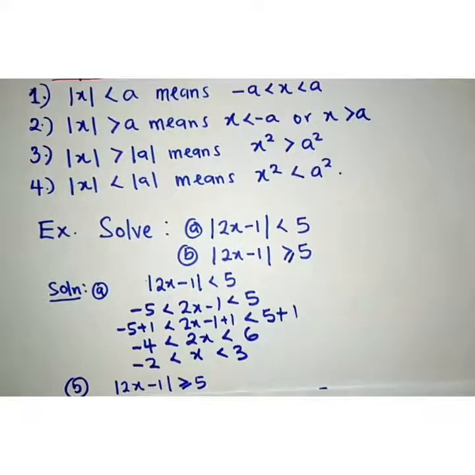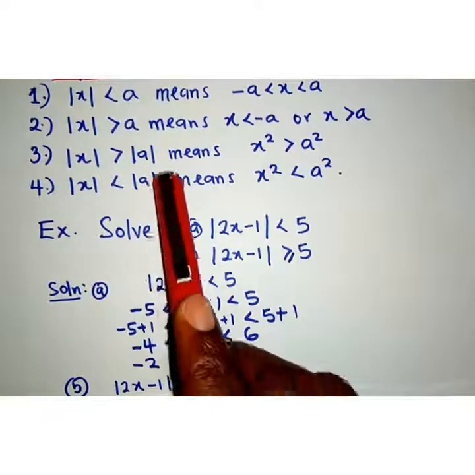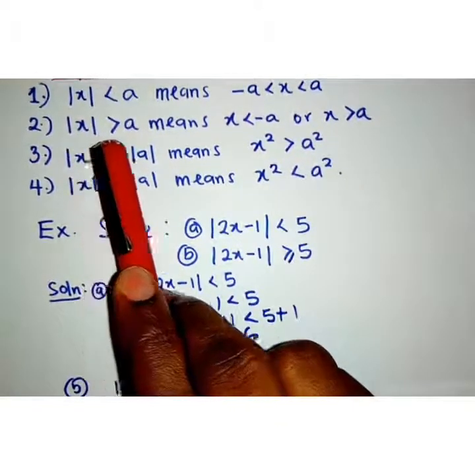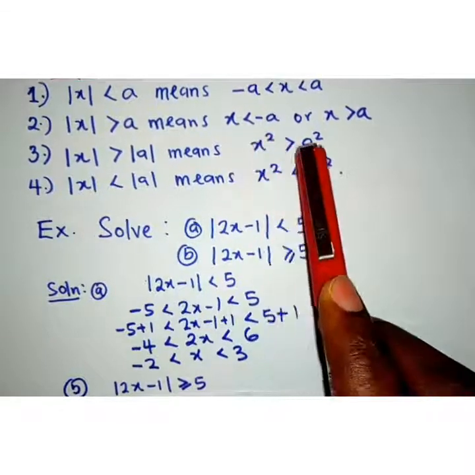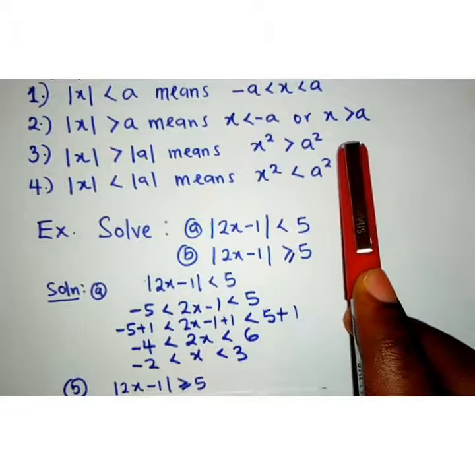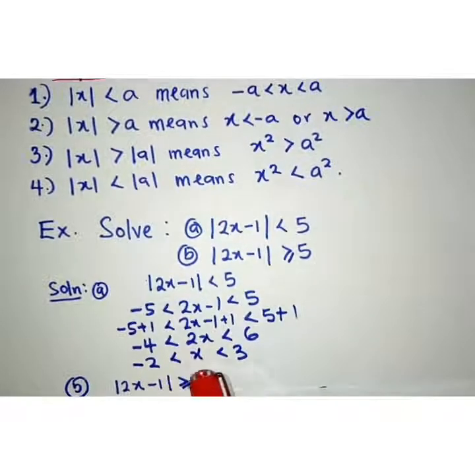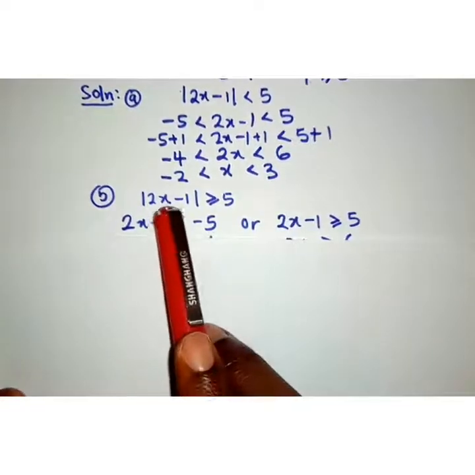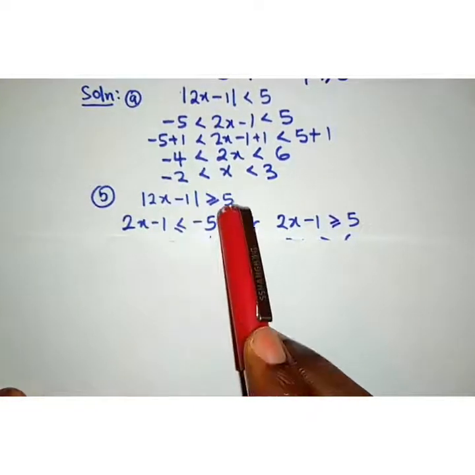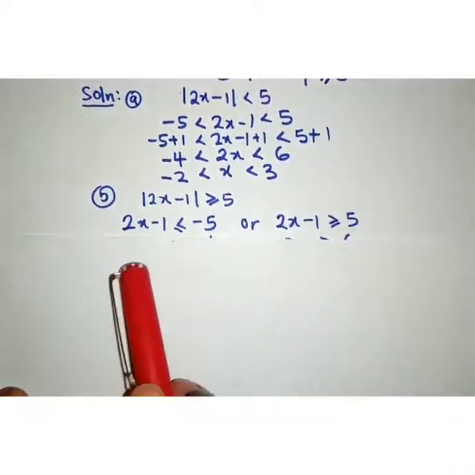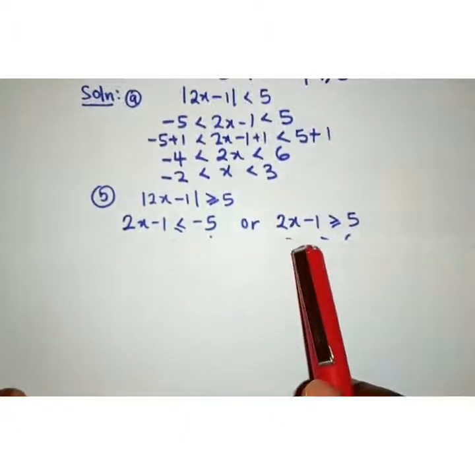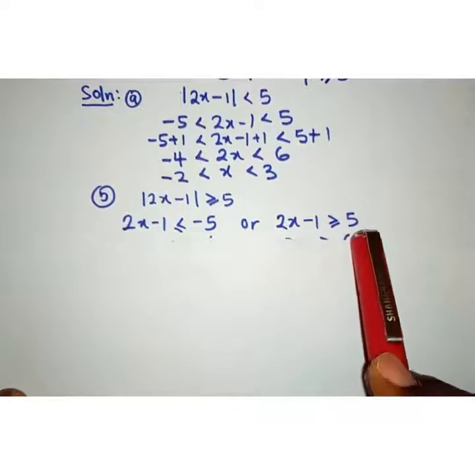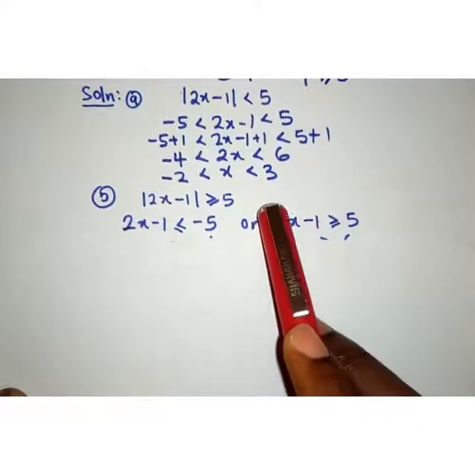Now, for b, we apply property 2 that says the absolute value of x greater than a implies that x is less than minus a or x is greater than a. And so we apply that to solve b. So the absolute value of 2x minus 1 greater than or equal to 5 implies that 2x minus 1 is less than or equal to minus 5, or 2x minus 1 is greater than or equal to 5. And so we solve this.